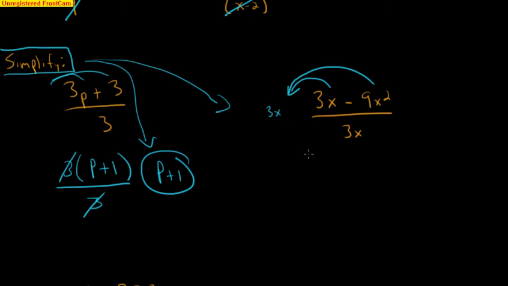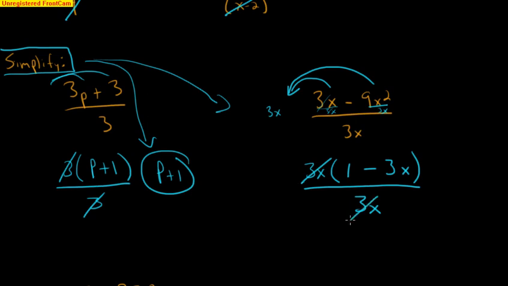So if I took out a 3x, it's like saying I'm going to divide both of these by 3x. This would be 1, right? 1 minus 9x squared becomes 3x. And that is still over 3x. And the advantage to that is I can now simplify. I can reduce, cancel out the 3x and the 3x. So my answer is 1 minus 3x.